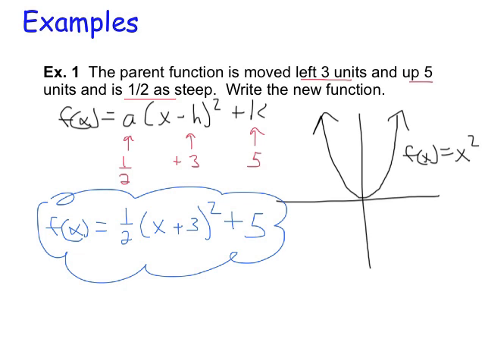Now, what will that look like on the graph? Well, let's go ahead and put it on there. I see it's going to move 3 to the left. It's going to move 5 up. 1, 2, 3, 4, 5. So the vertex point is going to be right there at negative 3, comma 5. And then it's going to be wider. It's going to be half as steep. So that function, we're just going to kind of sketch it in there. And that is what the parabola will look like.